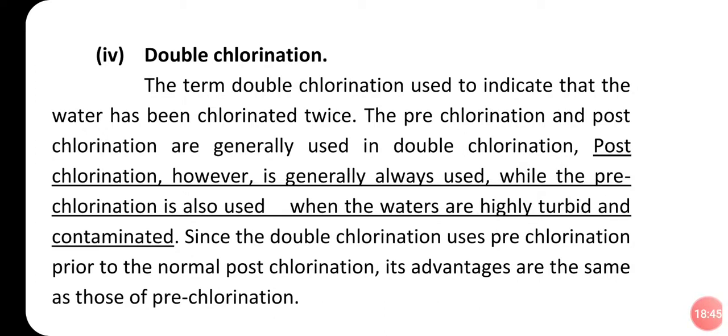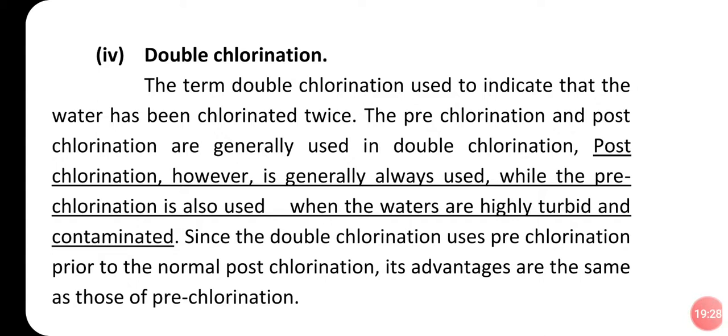The term double chlorination is used to indicate that the water has been chlorinated twice. The pre-chlorination and the post-chlorination are generally used in double chlorination. Post-chlorination, however, is generally always used, while the pre-chlorination is also used when the waters are highly turbid and contaminated. So this method is adopted when the water is highly turbid or contaminated. If there is more contamination and more turbidity in the water, double chlorination will be done. Some bacteria will be killed before that in pre-chlorination, and the remaining bacteria will be killed in the post-chlorination.